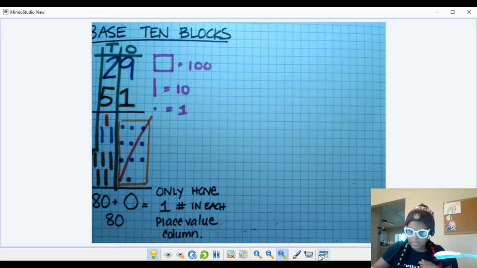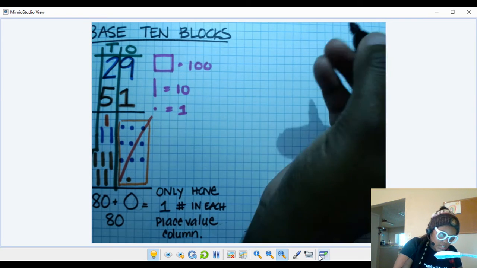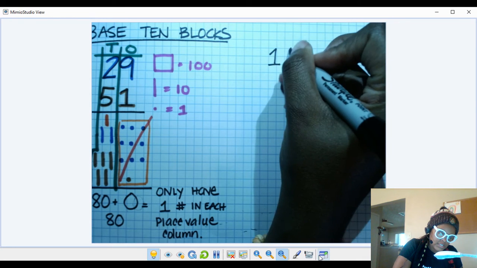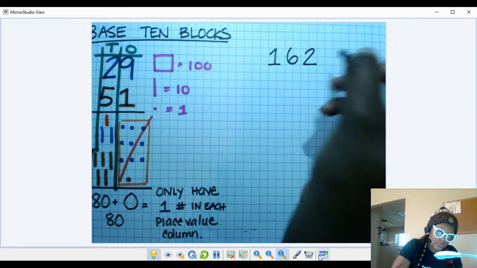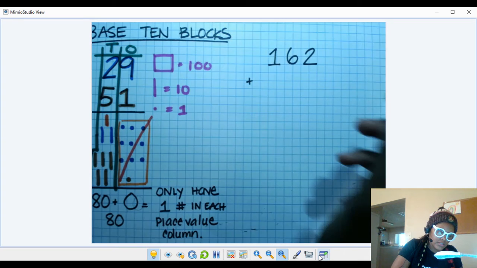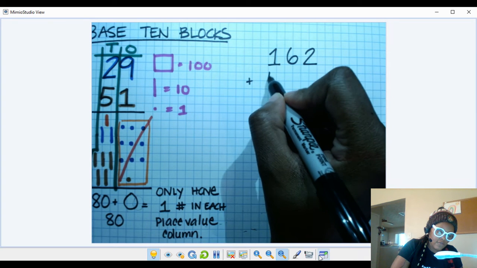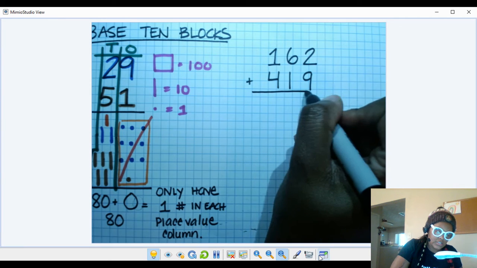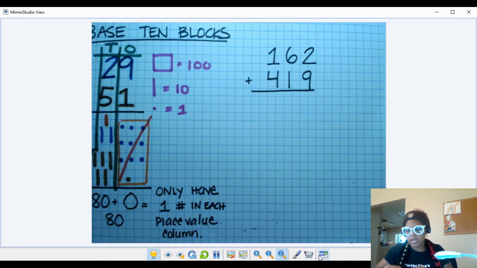Let's do the number, and we're going to do a 3-digit number this time. We're going to do the number 162 plus 419 using base 10 blocks.